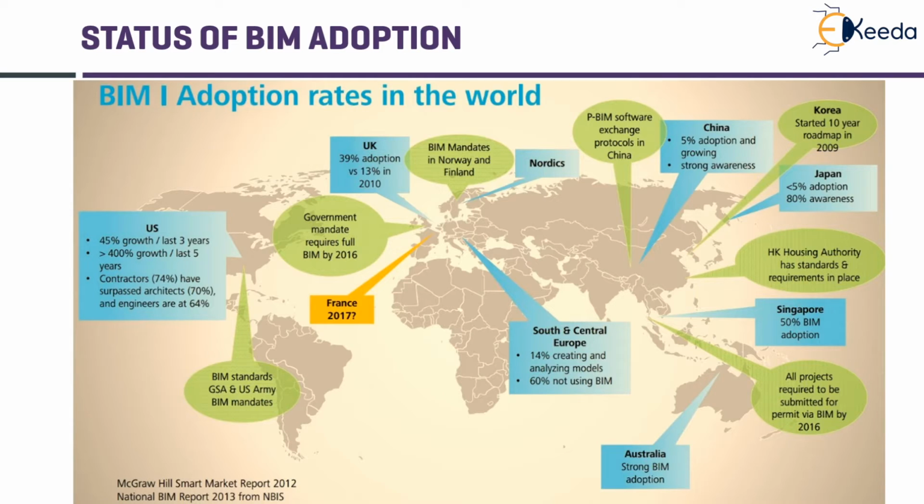China shows 5% adoption and it is strongly growing. Korea, Japan have also laid their roadmaps in implementing BIM, whereas Singapore has gone far to make it mandatory and compulsory for all projects to involve BIM and shows 50% BIM adoption, which is highest in any Asian country. Australia also strives for strong BIM adoption.